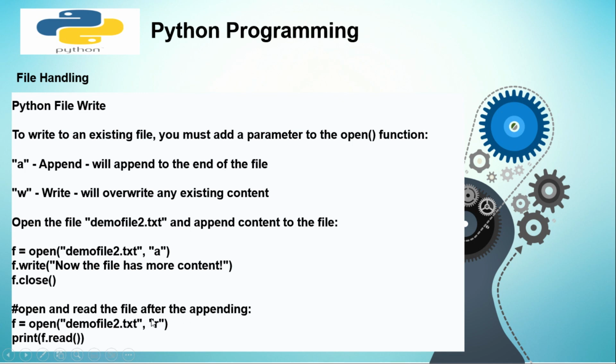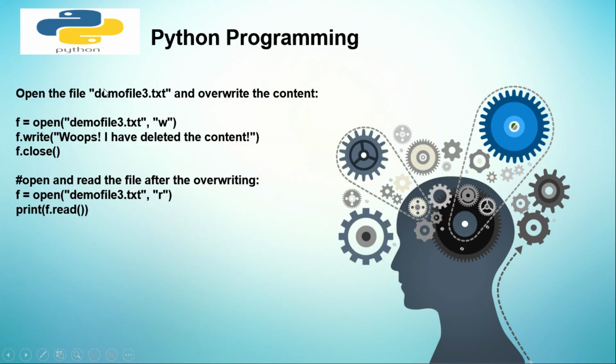So I'm reading it and then I'm writing it. When I write with W, it overwrites. I close it. This is what usually happens: you open and read after overwriting. Look into this command: you open the file, you write, and the content has been deleted, and then you close it. Here once again you read it, so you'll be reading this new content.